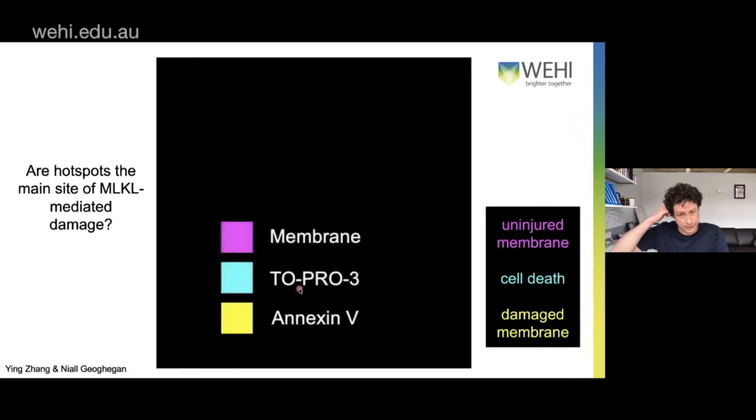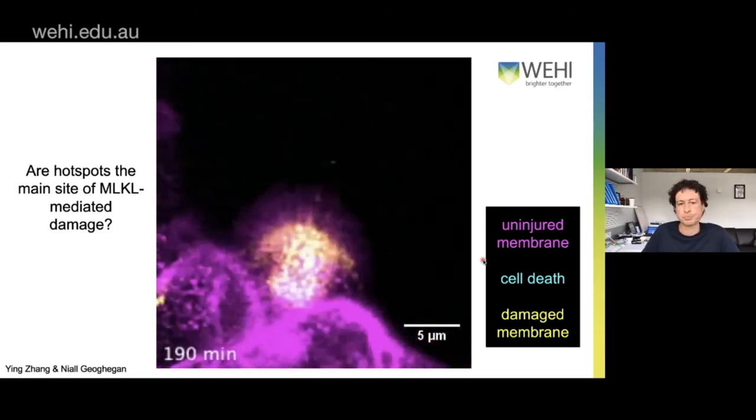So the first point, and this is work that Ying Zhang and Noel Geoghegan tackled using lattice light sheet microscopy at first. This is a separate experiment where they looked at membrane damage using annexin. Annexin V binds to the externalized phosphatidylserine as a surrogate marker for membrane damage. You'll see annexin in yellow. The uninjured membrane is pre-stained in magenta, and the moments of cell death pop up in cyan when the cell becomes permeable.